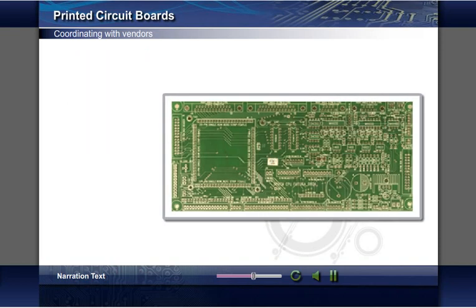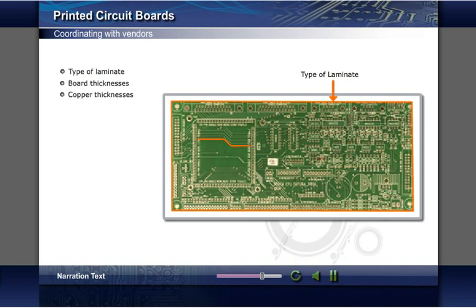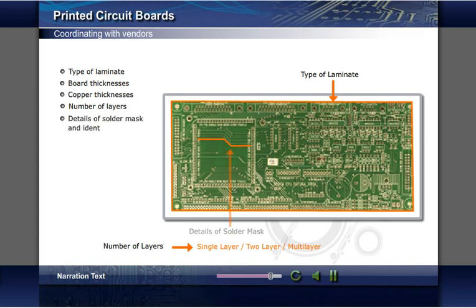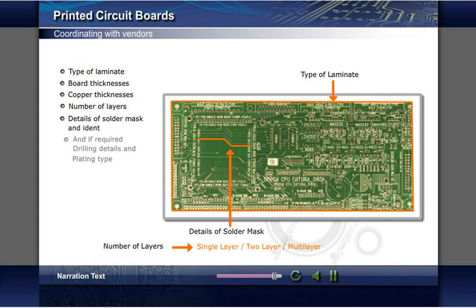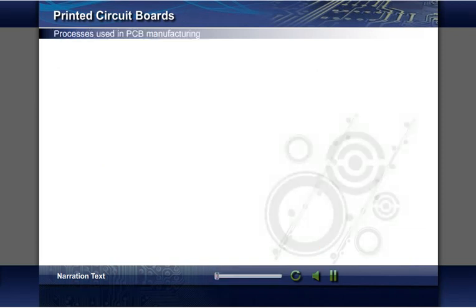Information inputs required are type of laminate, board and copper thickness, number of layers, details of solder mask and ident, and if required drilling details, and plating type. Some of the commonly used processes and terms are mentioned here.